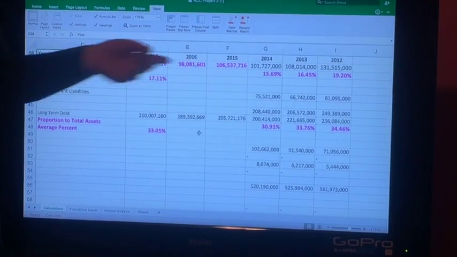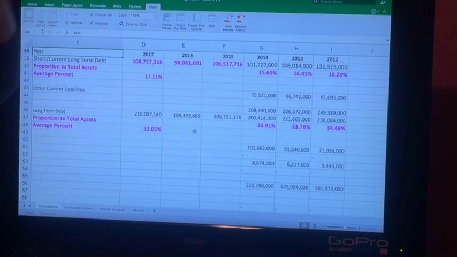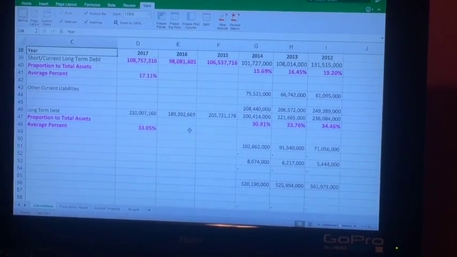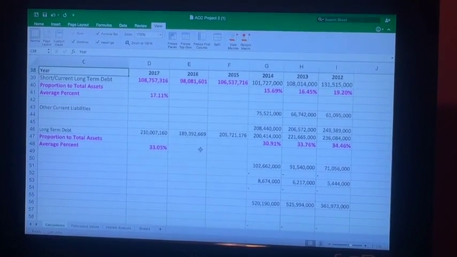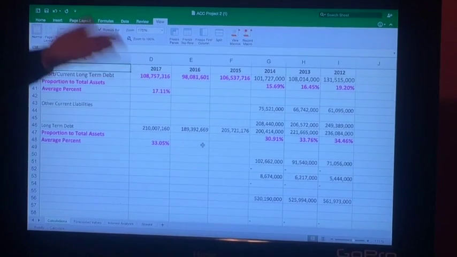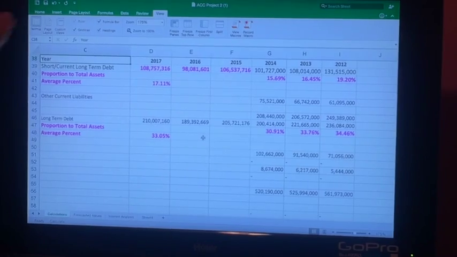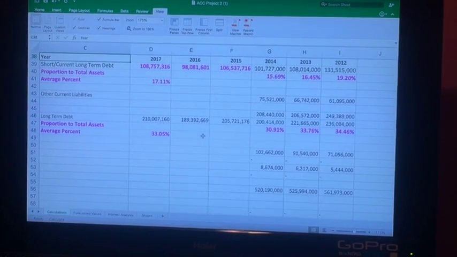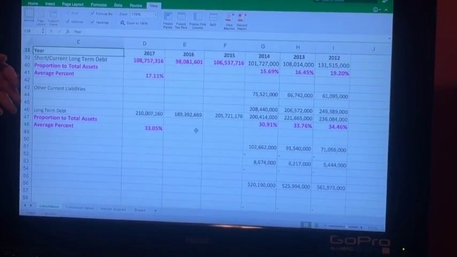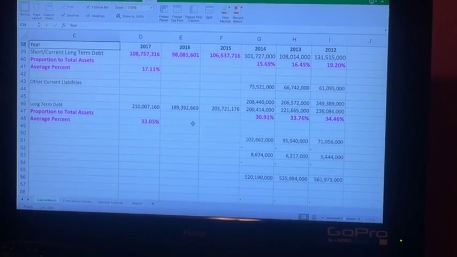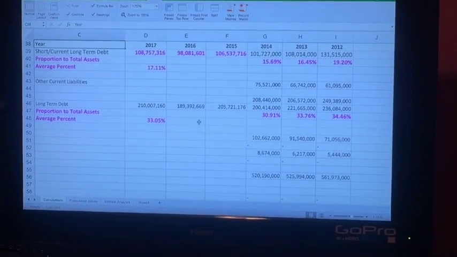So for 2015, I just multiplied 17.11% times those forecasted total assets and got $106,537,716. 2016 did the same thing and got $98,081,601. 2017, same thing, $108,757,316.